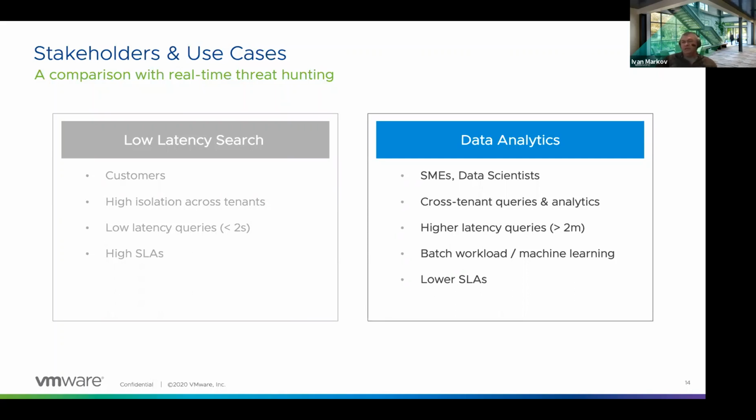Then we can have higher latency queries. We are not talking anymore less than 2 seconds here, we are talking minutes sometimes, but of course in exchange for more sophisticated queries. And then we need some way to run batch workload and machine learning on the data analytics platform. And obviously, because it's internally facing, we can get by with lower SLAs.